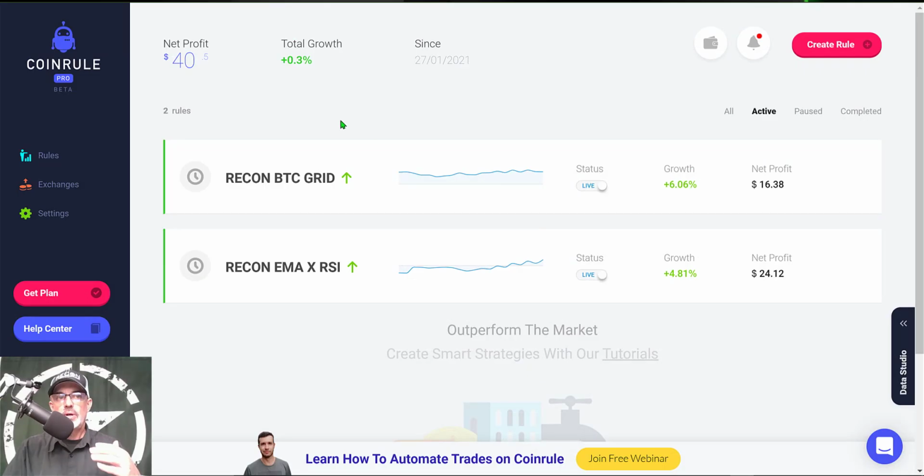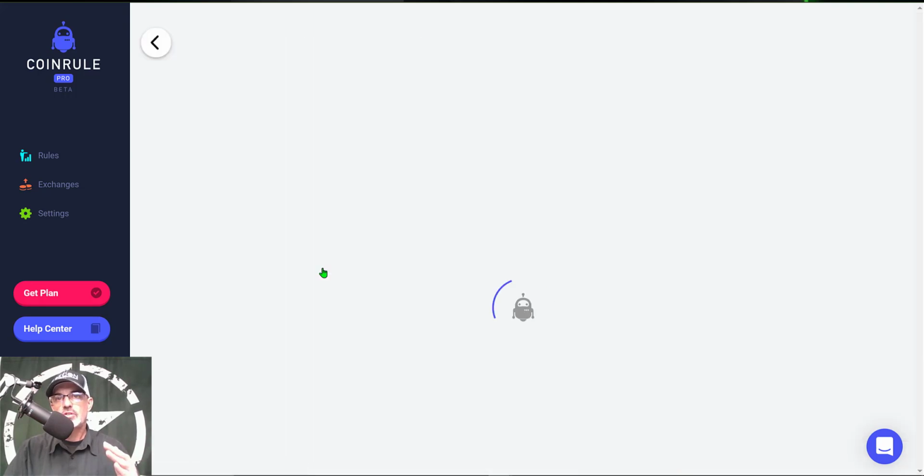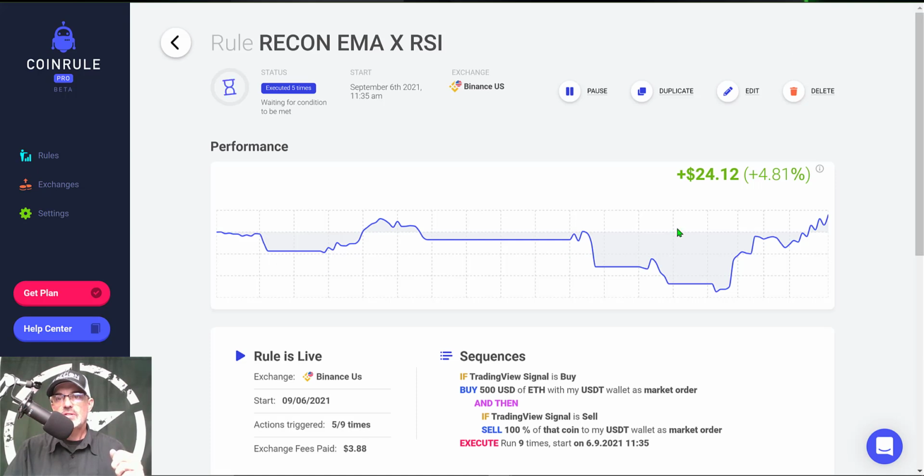All right, from my CoinRule trading dashboard, you can see I have a couple live bots, my grid bot, and then the Recon EMA X RSI. That is the bot that actually is utilizing the TradingView alerts to execute buys and sells. And you can see it is currently up almost 5% over a 30-day period. I deployed it September 6th, and today I believe is October 7th.